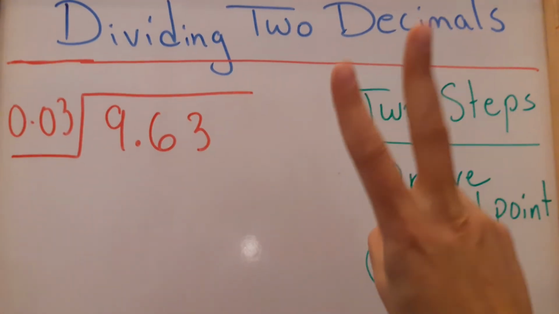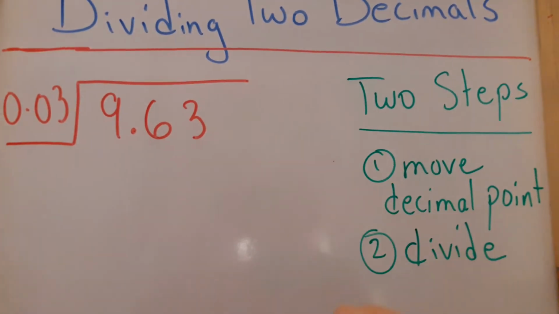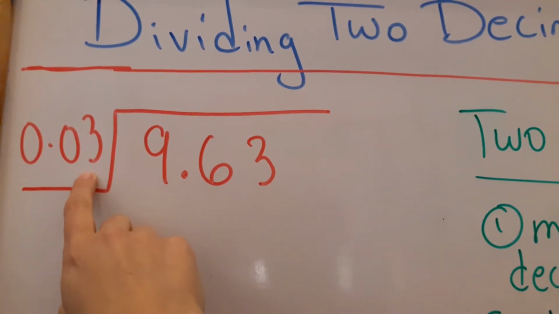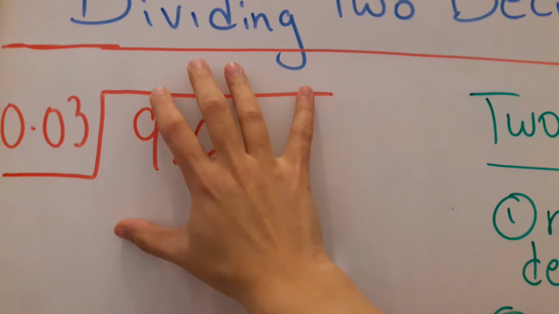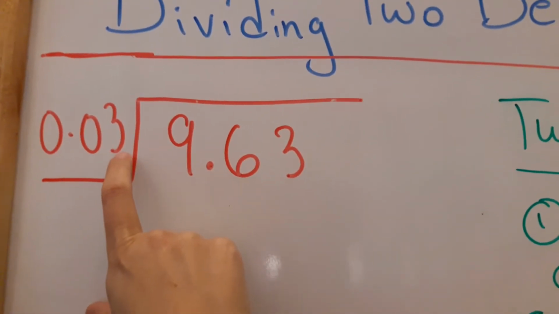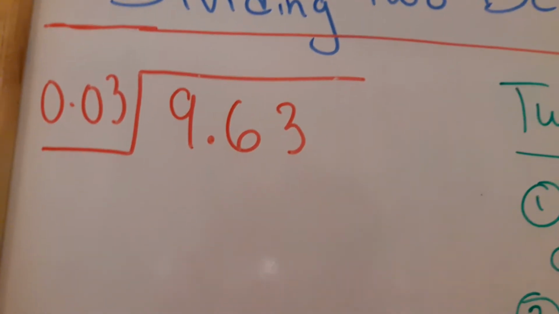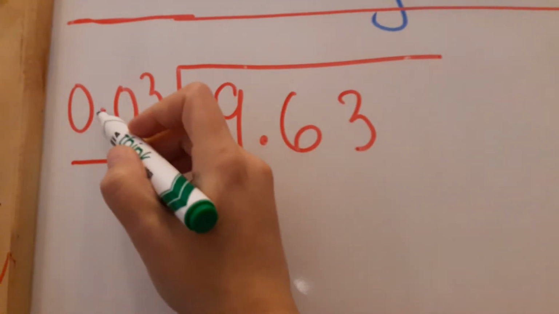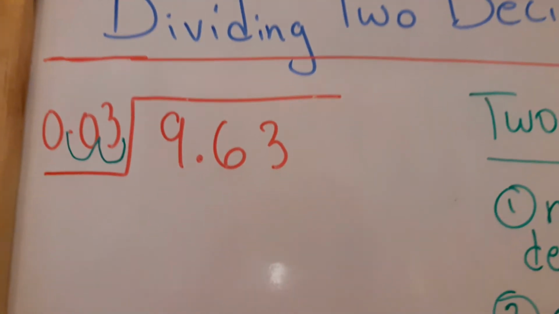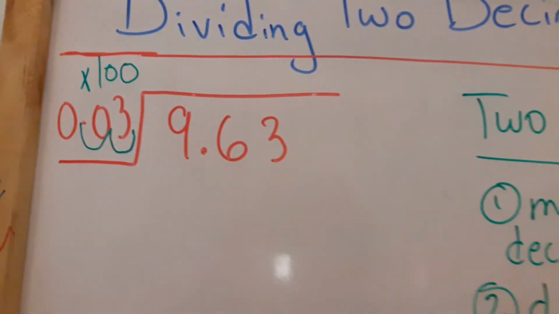Again, we have two steps. First, move the decimal point. Second, begin dividing. Again, over here, 0.03 is the divisor. So I don't care about this number. I care about this number. So how many places do I need to move this for this number to become a 3? I need to move it 2 places. Let's see. So this is 1 place, 2 places. For this to become a 3, it means 2 zeros. It means I'm multiplying by 100.